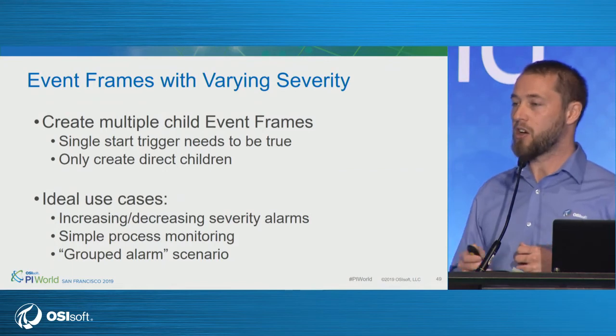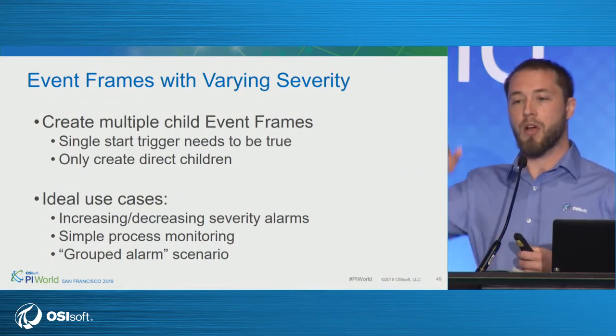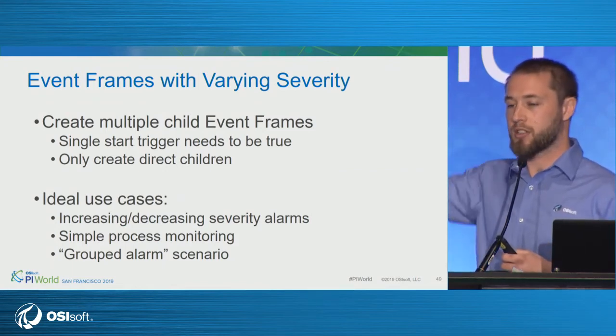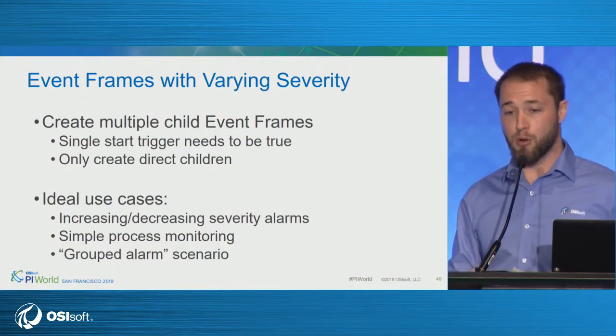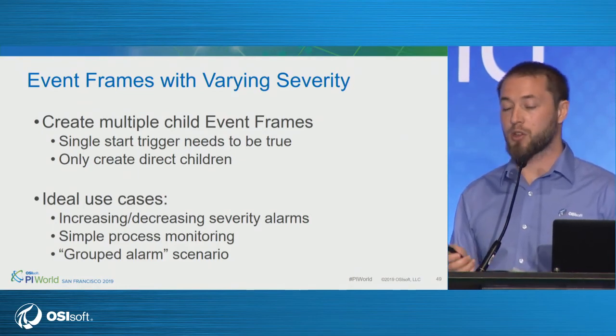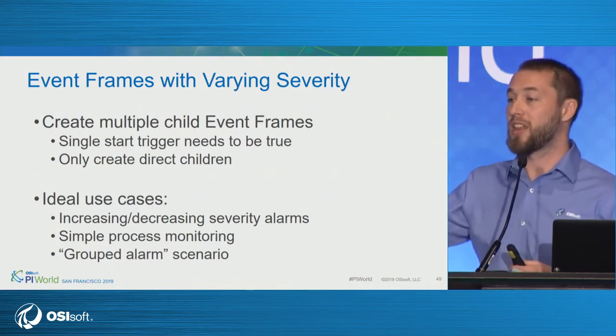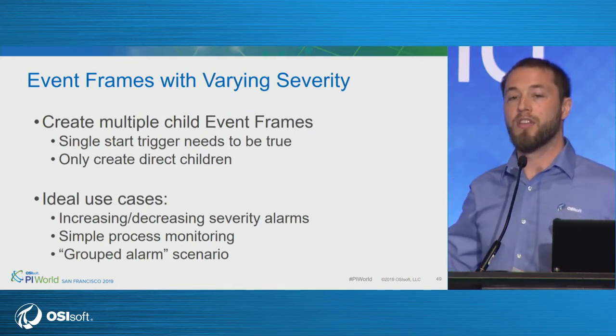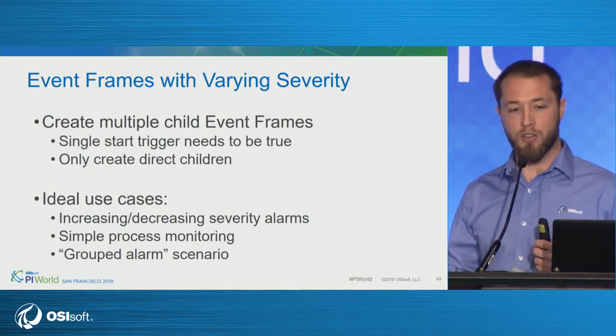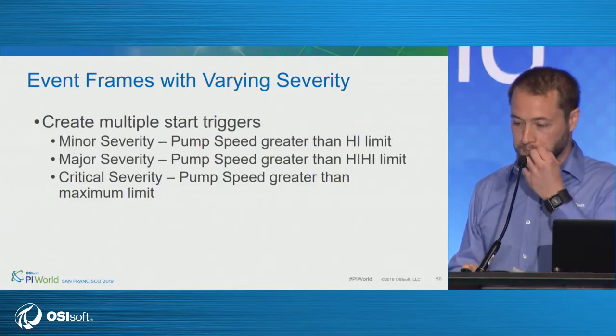Ideal use cases here are alarms with varying severity. So as time goes on, your severity increases. Perfect use case for that. Simple process monitoring and also grouped alarm scenarios, right? Where you have one alarm that goes off and then that triggers separate alarms. This is a way to possibly group them all together depending on your use case.